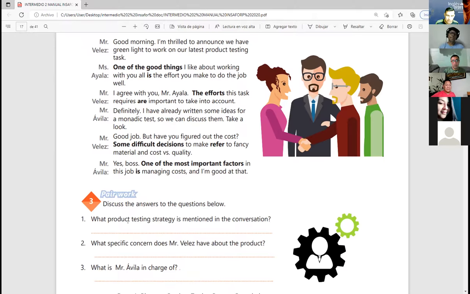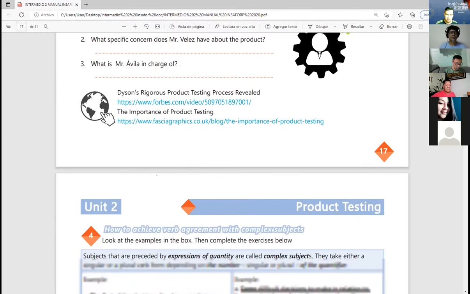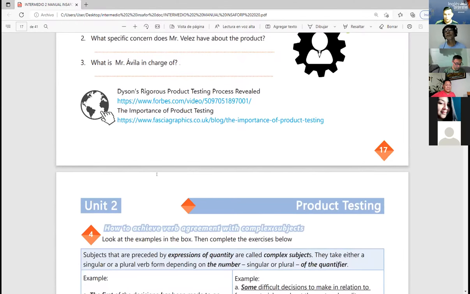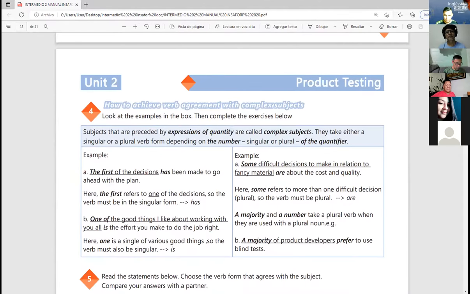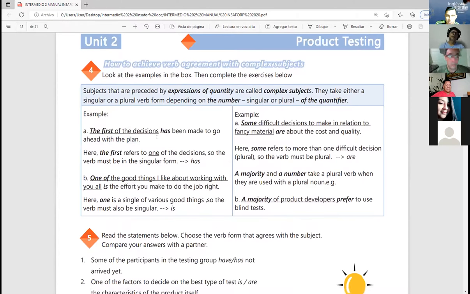What is Mr. Avila in charge of? Managing cost. Perfect. Very easy and very simple. Okay, well, now we have this part. It says expressions of quantity.